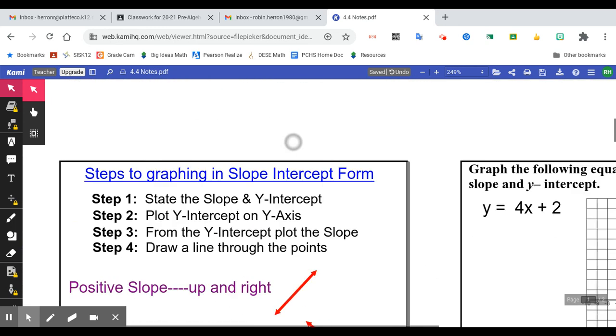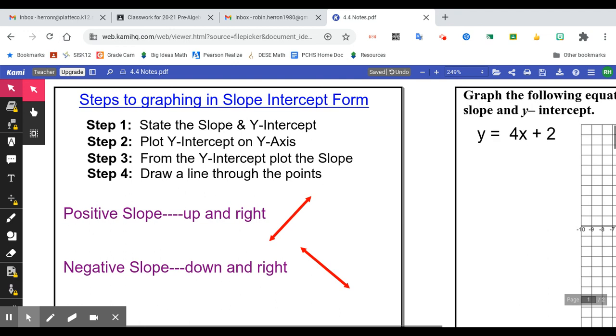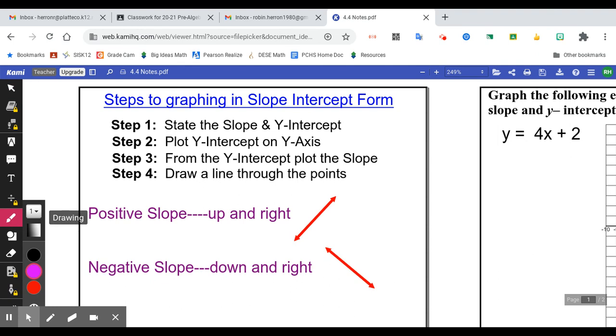Now, graphing. Here are your steps. Step 1 is to tell me what is the slope and what is the y-intercept in the equation. So we've been doing this whole time. So you're literally going to write out like we've been doing. What is M and what is B so that you know.